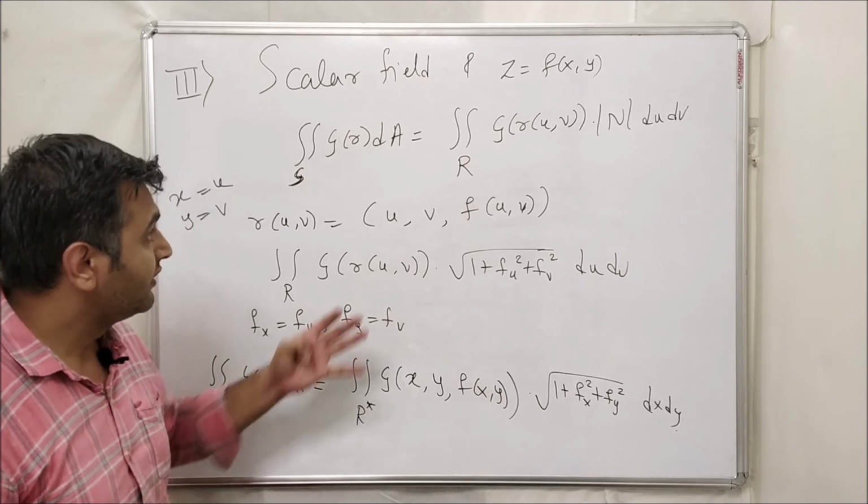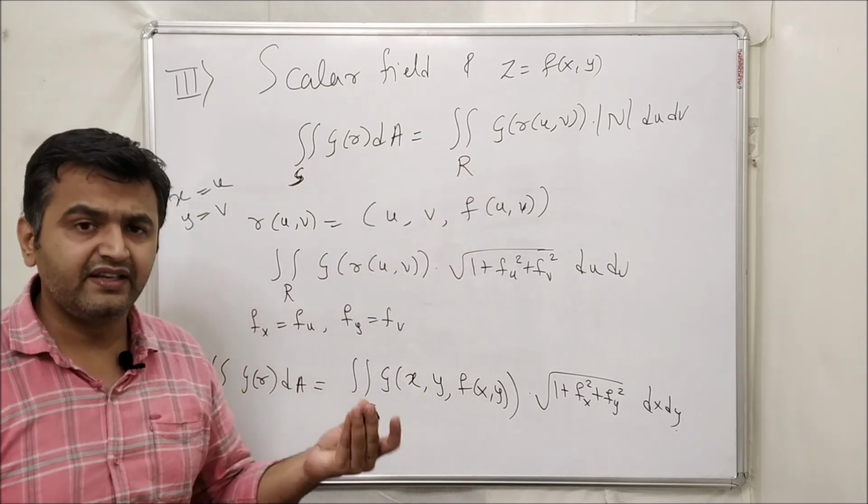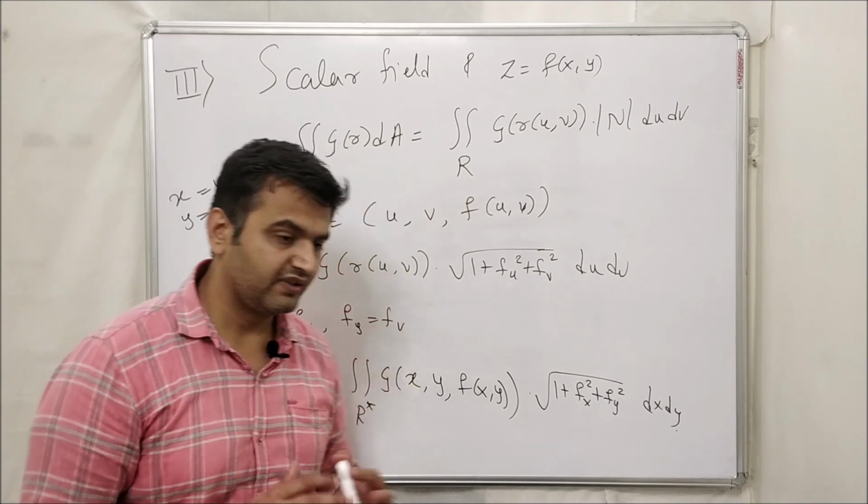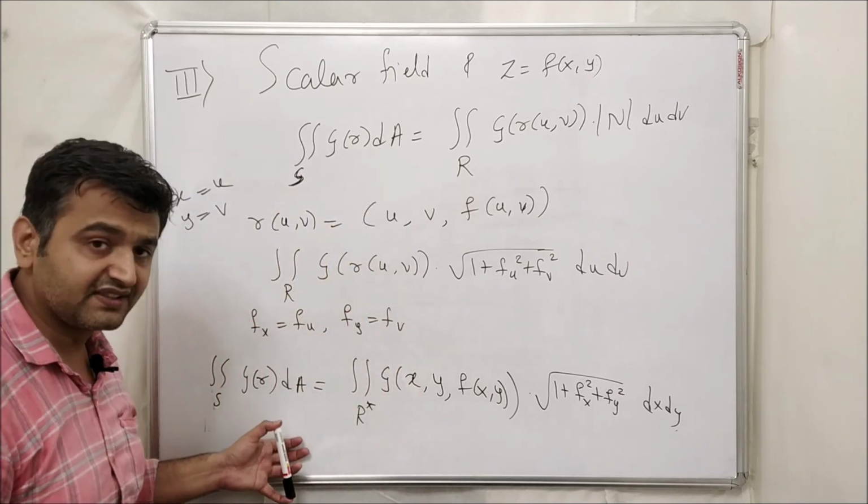And regarding n, I told you positive or negative. If n is pointing up, you take positive. If n is pointing down, you take negative. That's the orientation people follow for this kind of thing, the scalar field.